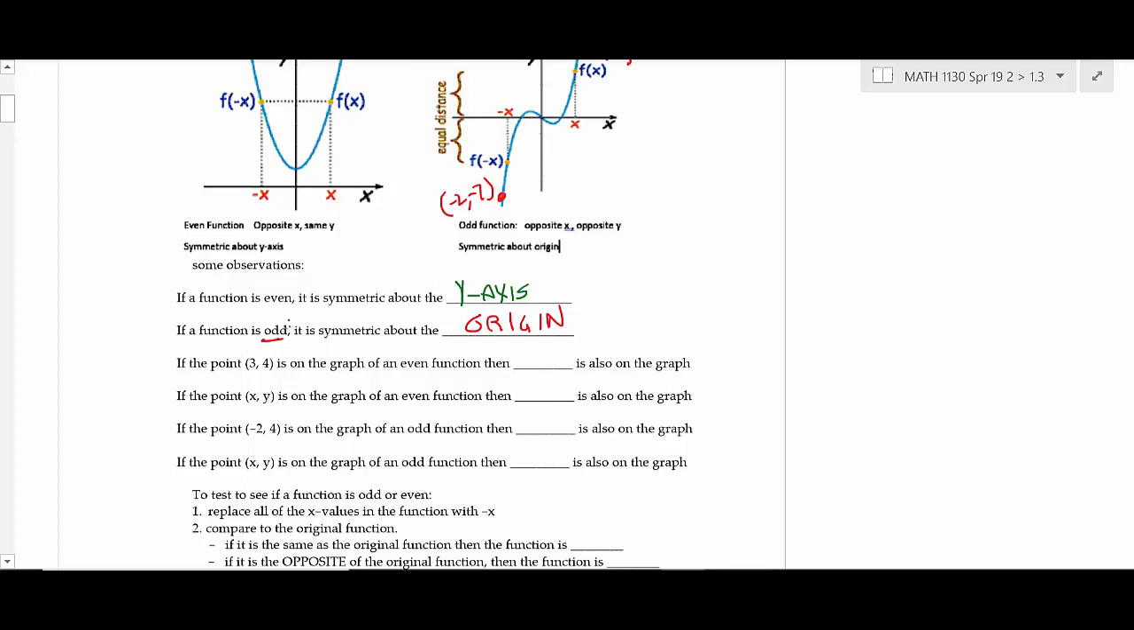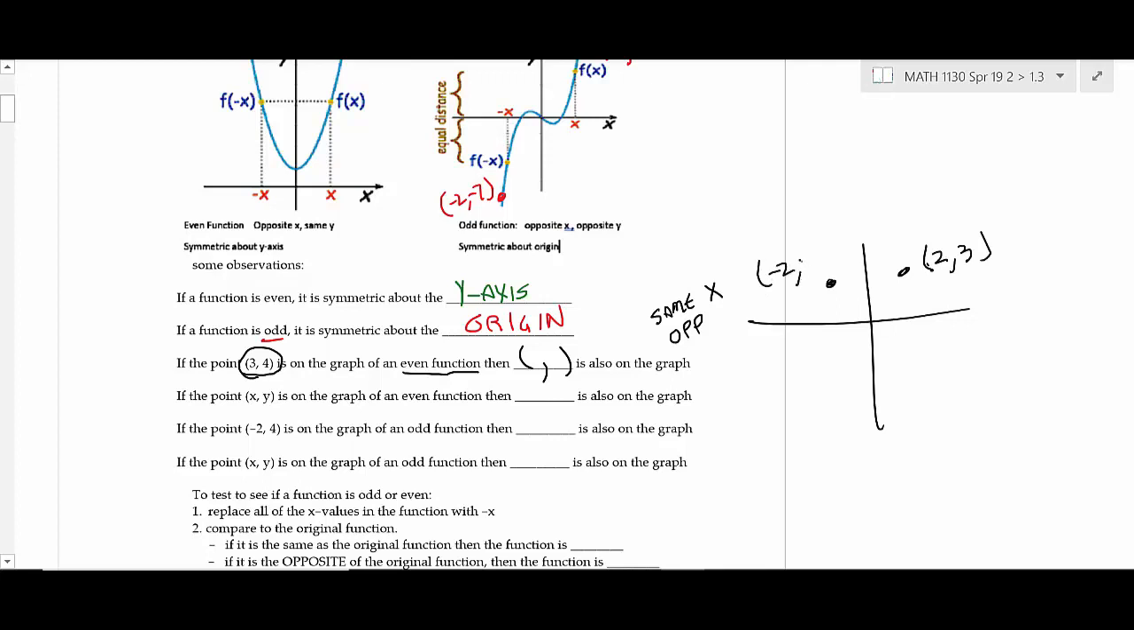So this statement right here says, if the point (3, 4) is on the graph, then it's an even function. Well, if it's an even function, that just means that you have the same x, but you have opposite y. Now, hold on. That's not right. If you ever forget this, you know symmetric about the y would look like this. For example, if you had a point (2, 3), there would be a point (-2, 3). So if you have opposite x, then you'd have same y. So what would (3, 4) become if you had opposite x, same y? (-3, 4). Okay, good.